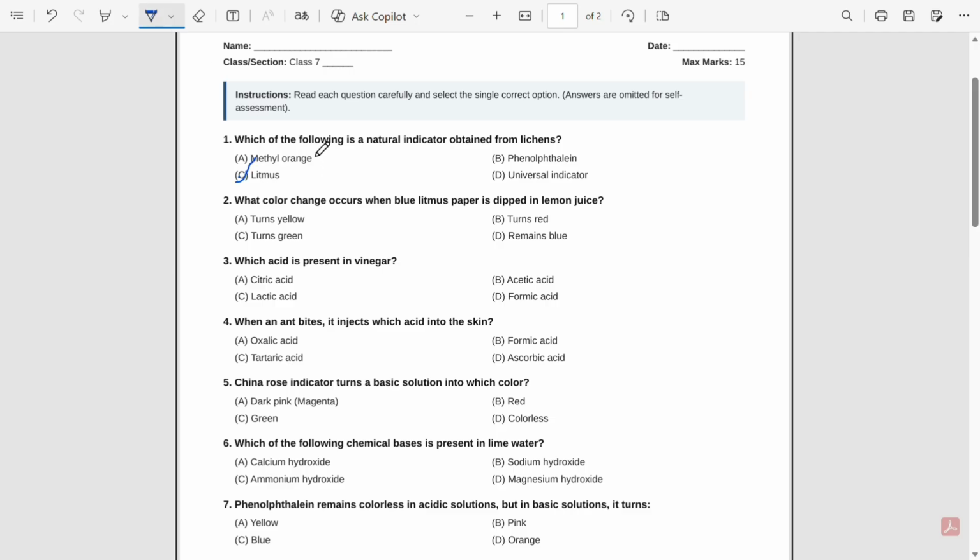You know very well, two types of litmus papers are available in the market: red litmus and blue litmus. You can go for further experiments also regarding this.